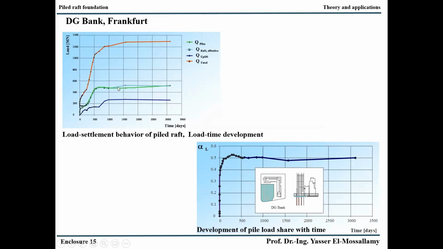And you can see here now, if we make this alpha L, the load taken by the raft divided by the total load of the structure, then we have a very nice curve, and we have here alpha L about 50%. Most important in this figure is that we have finished the high-rise building somewhere here, and we have measured more than 10 years after the construction of the high-rise building, and this alpha L factor is constant with time.